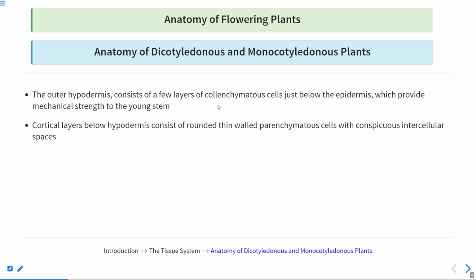Now the cortical layers. Next comes the cortical layers. Below the epidermis and hypodermis, there are thin-walled, round cells called parenchymatous cells, with conspicuous intercellular spaces. There are many intercellular spaces present. So they are the parenchymatous cells present just below the hypodermis.